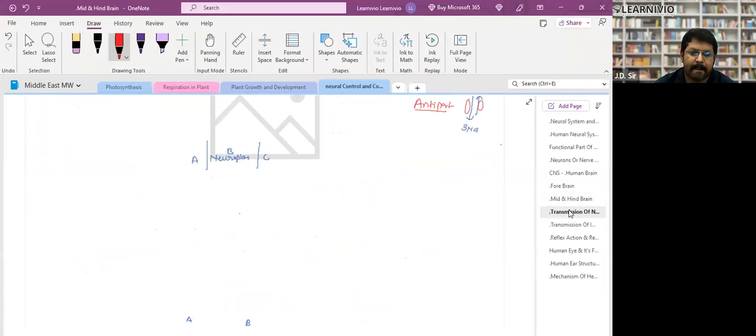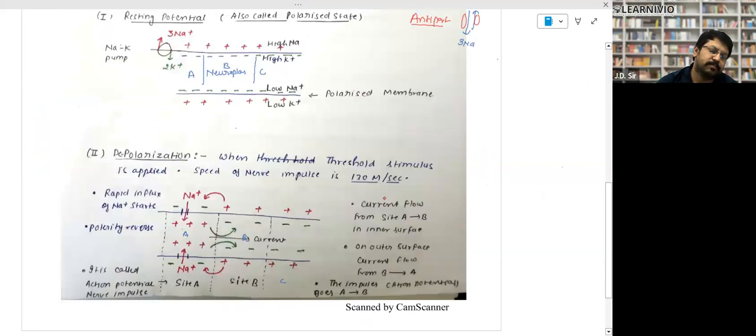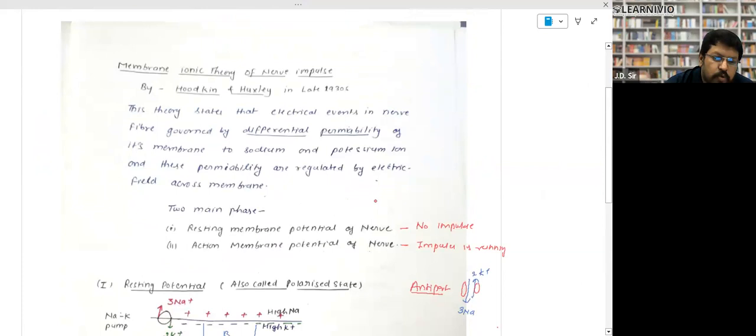This part was very important for your board examination, but it's not that important for your other exams, but still you need to understand it. How does it work? Transmission of nerve impulse: how the current flows in our neurons, that is called transmission of the nerve. So how the information flows in our neurons, or in the wires of our body, that is well explained by a theory called the membrane ionic theory of nerve impulse.